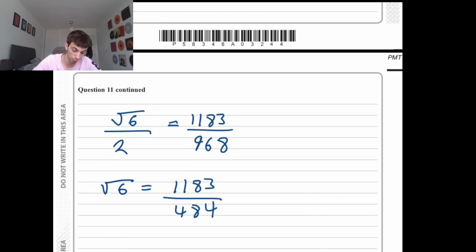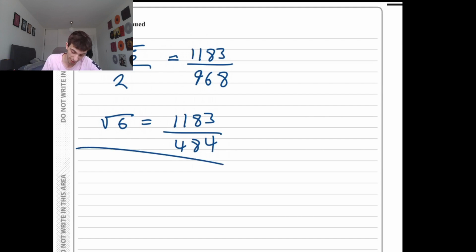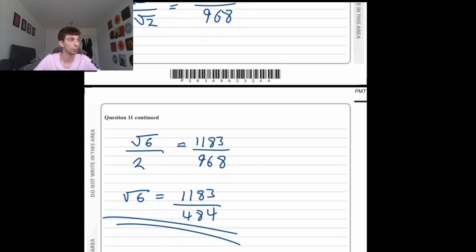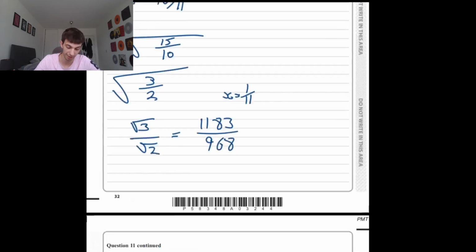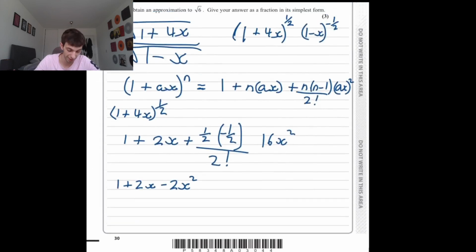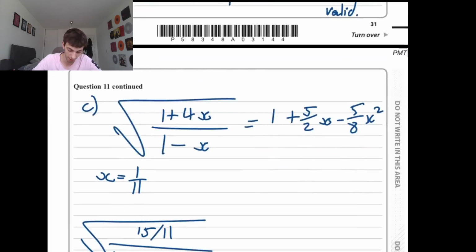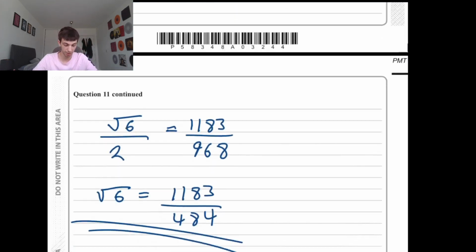And because that was the binomial approximation that we did up to x squared, that is indeed your final answer. As a fraction, we get 1183 over 484 as our approximation to root 6, by manipulating that left-hand side to make it look like root 6, and then doing that final rearranging, multiplying by 2. And that is our fraction in simplest form. That's how the calculator gives it to us. So that's your answer to question 11.